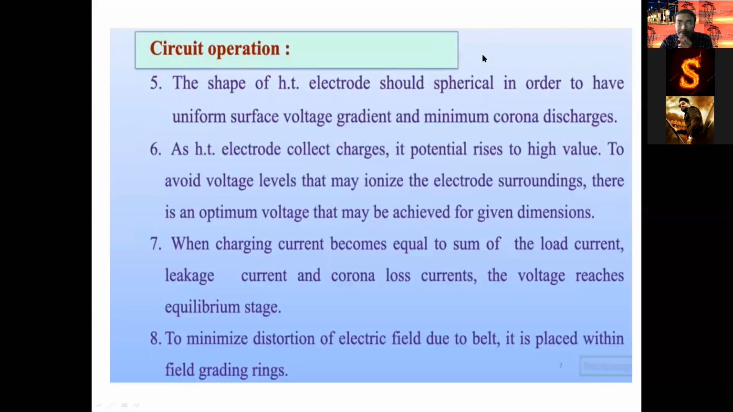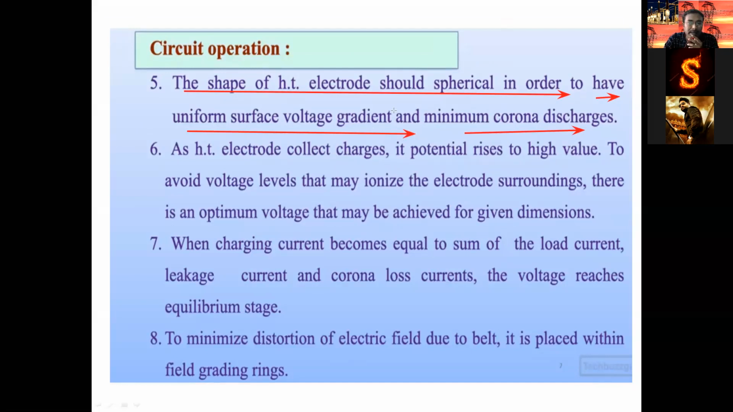Fifth, the shape of the HT electrode should be spherical in order to have a uniform surface voltage gradient and a minimum corona discharge. The shape of the sphere must be uniform. Then only there is a minimum corona discharge. Otherwise, there is a possibility of discharge of high voltage into the air. To avoid that, the sphere must be spherical, with uniform distribution of charges.